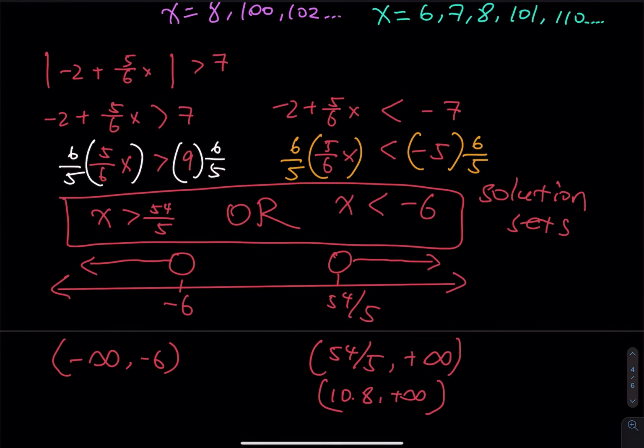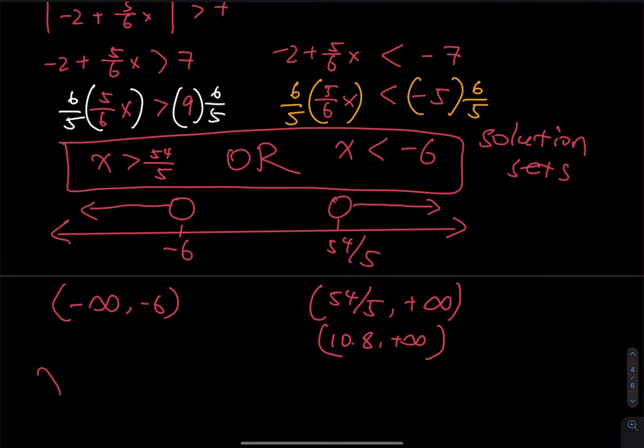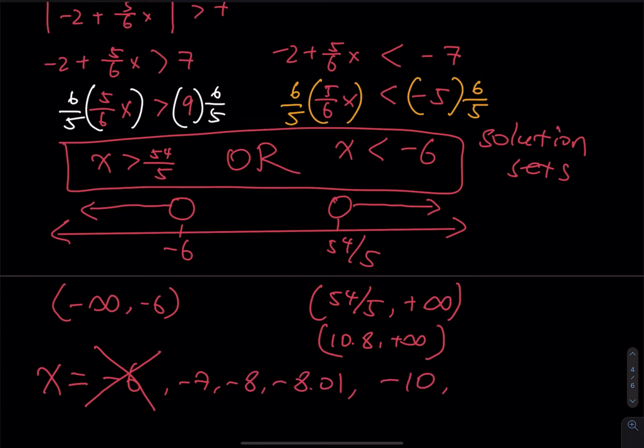So let's pick a few numbers that satisfy the inequality. So let's say is negative 6 okay? Nope, negative 6 is equals to 6, so that's not going to work. Negative 7, negative 8, negative 8.01, negative 10, negative 999.